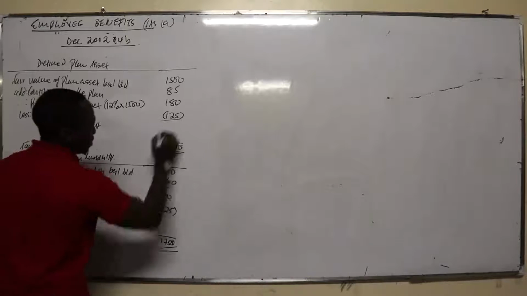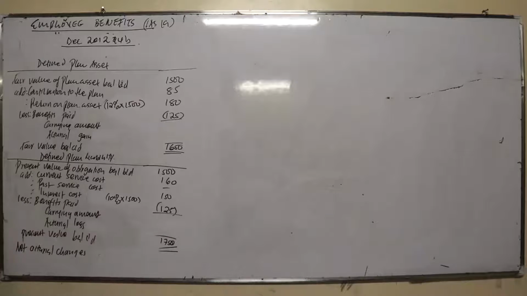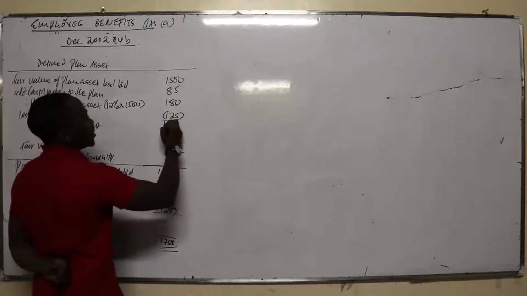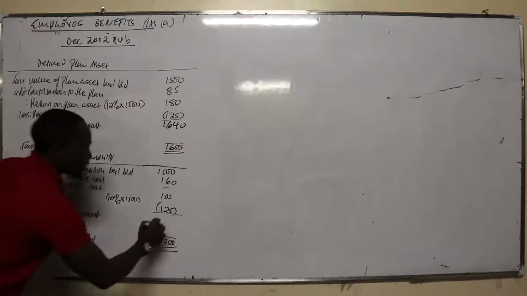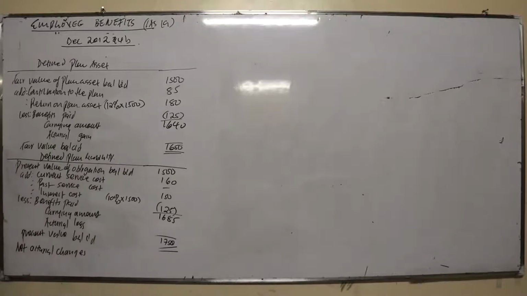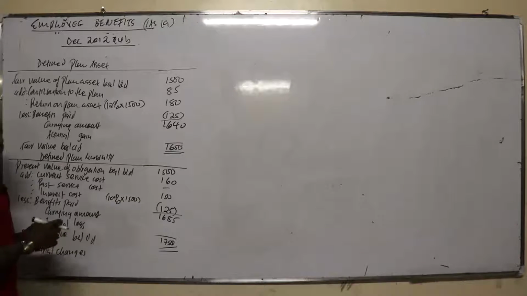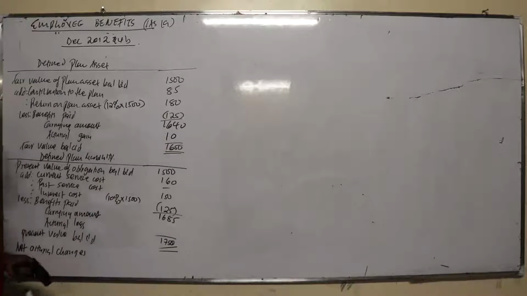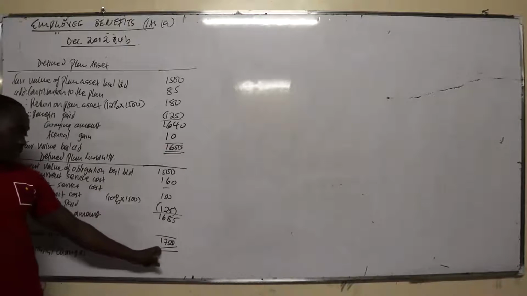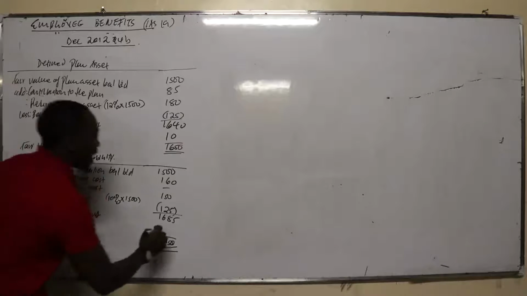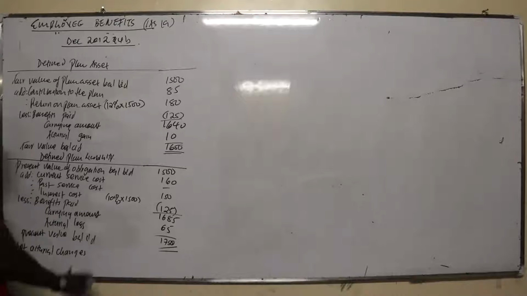Required: extract of the Wanda Industry Limited financial statement for the year ended 1st October 2012. So give me the carrying amount. Let's start with the asset. From 1640 to 1650, there was a gain, an increment of 10. So that's the actual gain. Liability, 1685 to 1750. There is an increment of 65. So therefore, it's an actuarial loss.